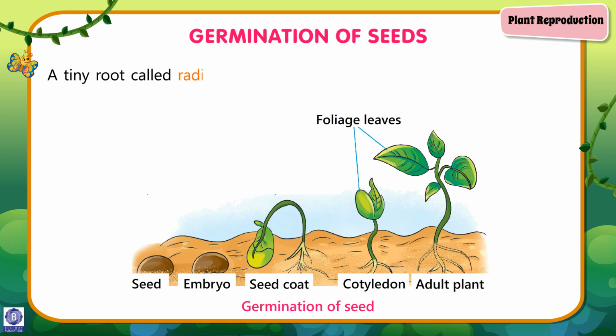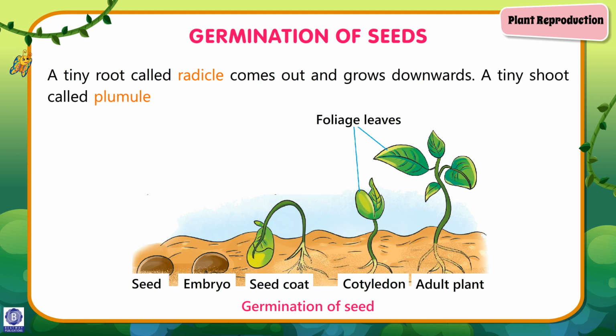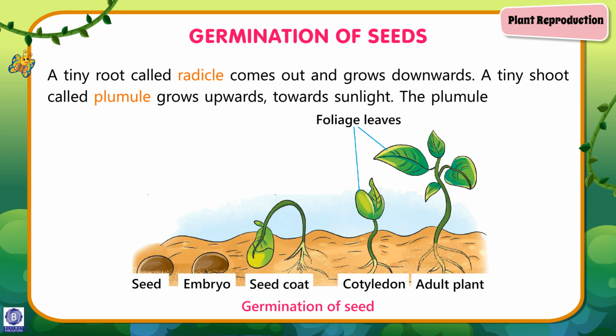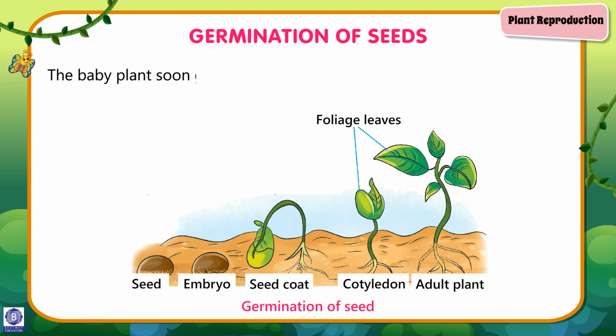A tiny root called radicle comes out and grows downwards. A tiny shoot called plumule grows upwards towards sunlight. The plumule grows into stem and leaves. The baby plant soon grows into an adult plant.